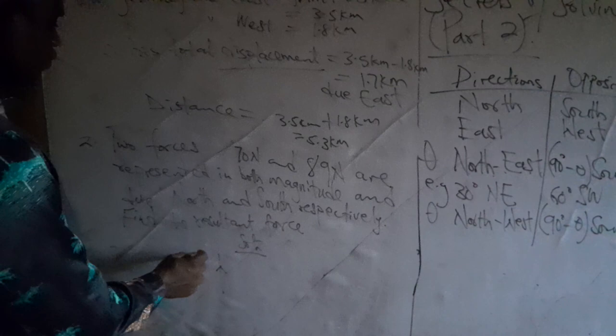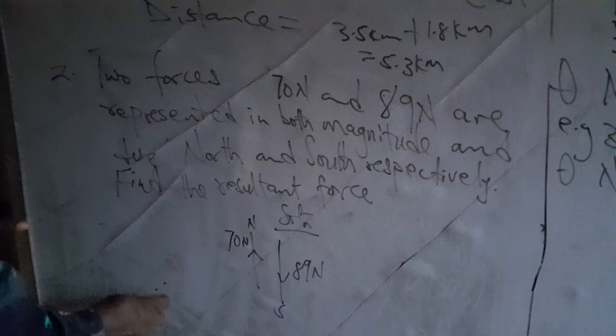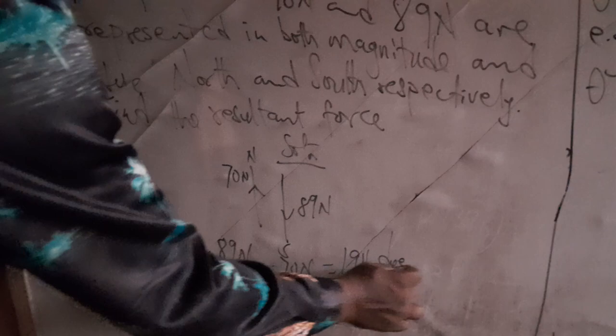Now the next one is due south, which is this direction. It's 89 newton. So which one is bigger? Due south. Therefore, the resultant becomes 89 newton minus 70 newton. That gives you 19 newton, of course, due south, because that is the side that has the higher force.